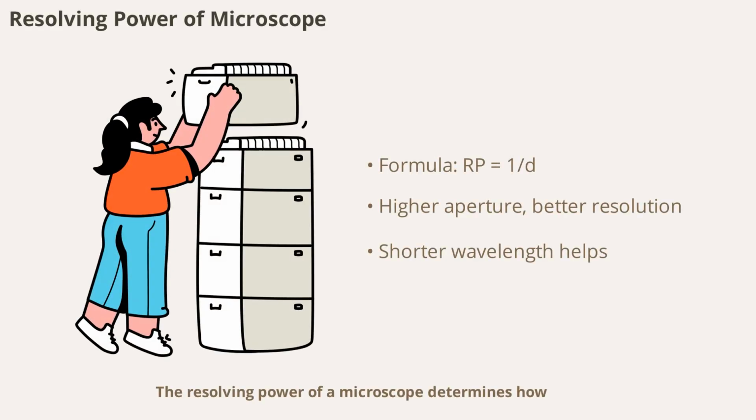Resolving power of a microscope determines how closely two points can be distinguished as separate. It is given by the formula Rp equals 1/d equals 2 mu sin theta/lambda, where mu is the refractive index, theta is the half angle of the cone of light, and lambda is the wavelength. A higher numerical aperture and shorter wavelength improve resolution, allowing us to see finer details in microscopic samples.